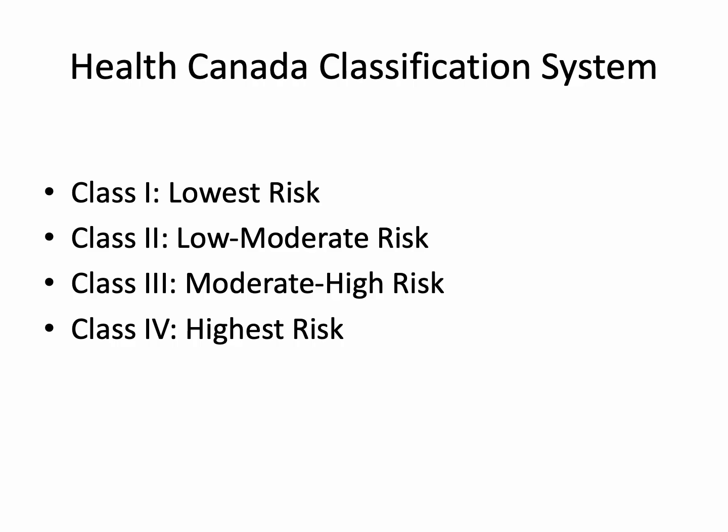Health Canada employs a four-tier system for medical device classification. Class 1 devices, such as reusable surgical instruments, are considered the lowest risk and primarily require a Medical Device Establishment License, MDEL. Class 2 devices, like contact lenses and pregnancy test kits, are low-moderate risk and require both an MDEL and a Medical Device License, MDL.